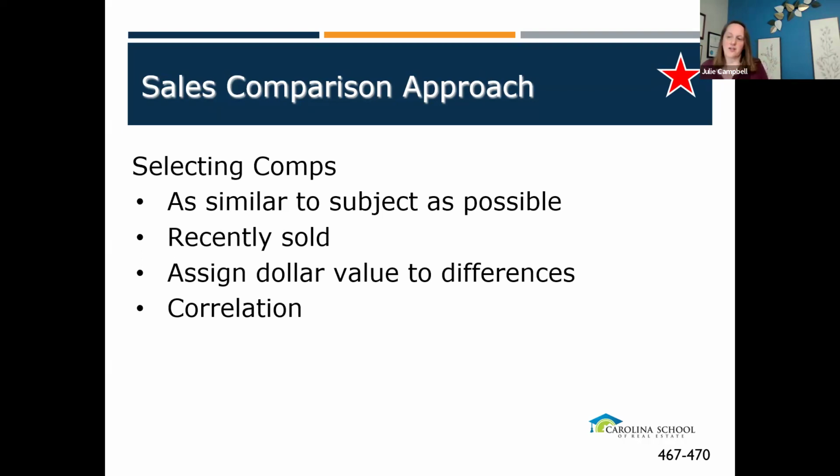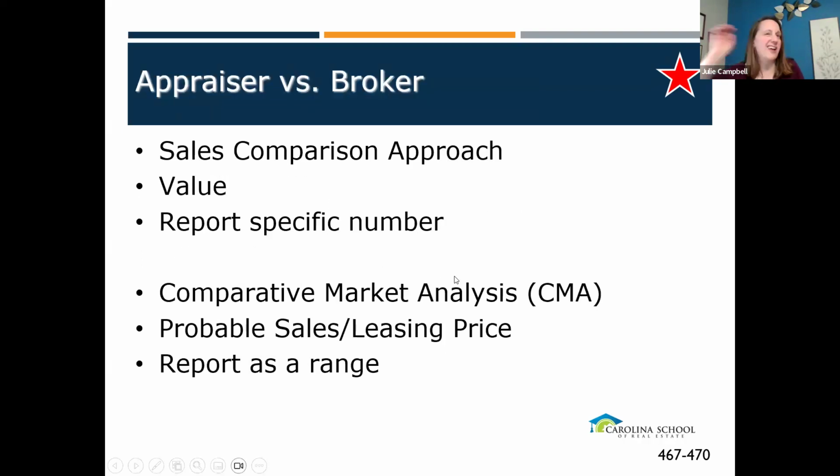So let's take your appraiser hat off for a second. Last class, we introduced you to the CMA, or the comparative market analysis, maybe also referred to as the BPO, broker price opinion. The appraiser does a sales comparison approach, adjusts the comps to match the subject to determine value. Remember, only the appraiser gets to use the word value. And when the appraiser is offering their opinion of value, they're going to give a specific number. You and I do not get to say value. You and I get to say probable sales price or probable lease price.